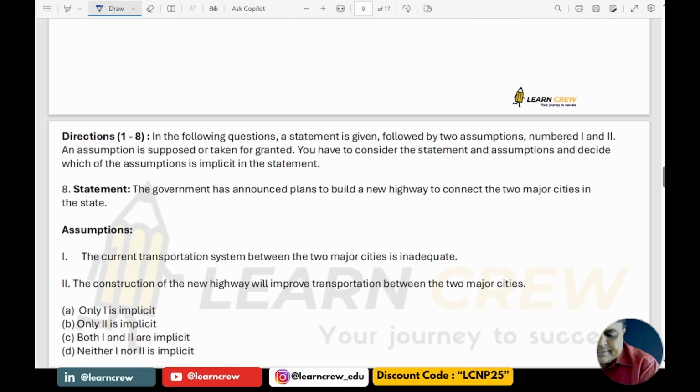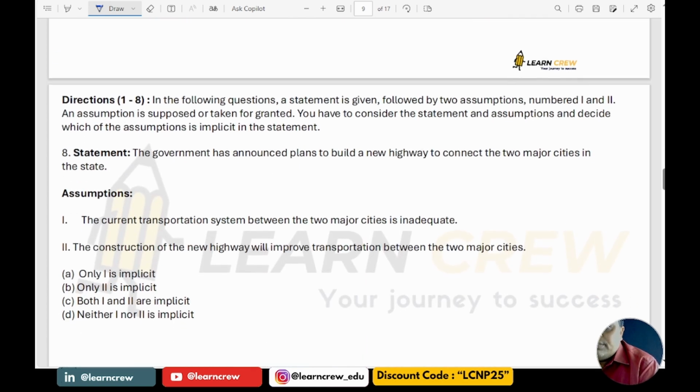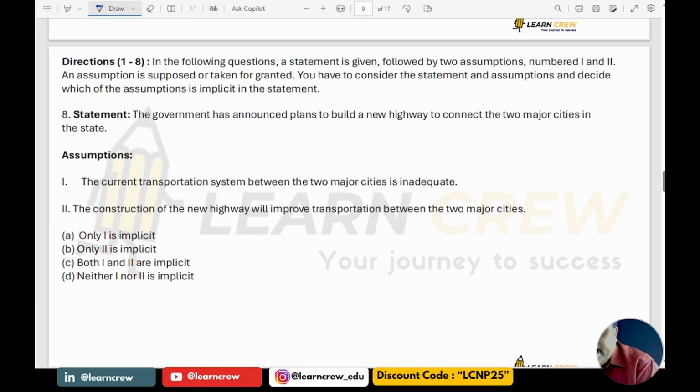Now question number 8. The government has announced plans to build a new highway to connect the major cities in the state.